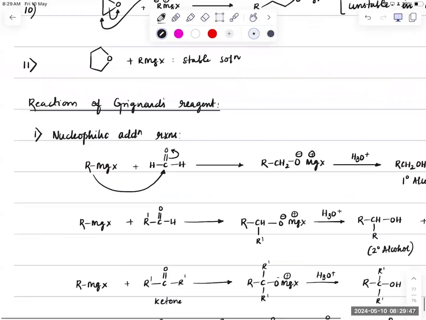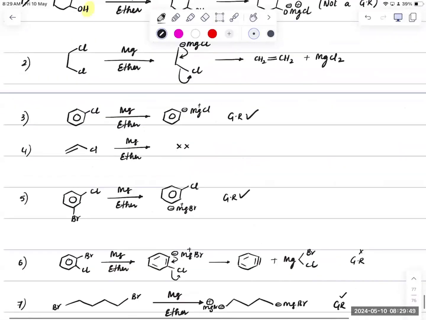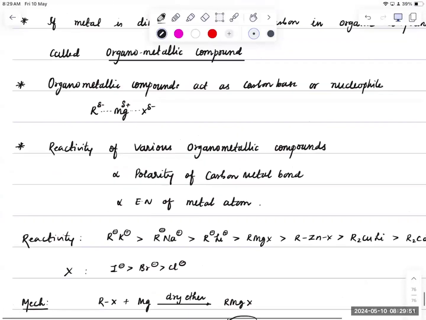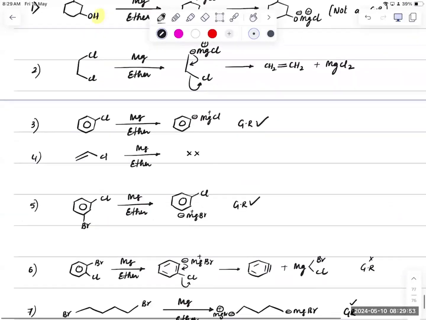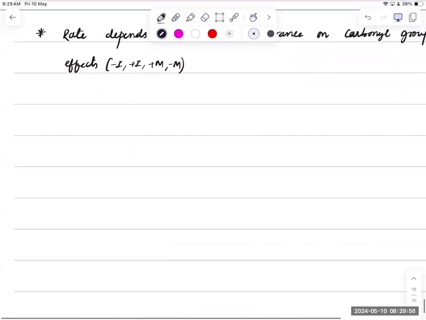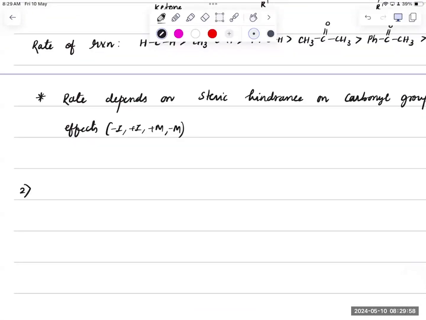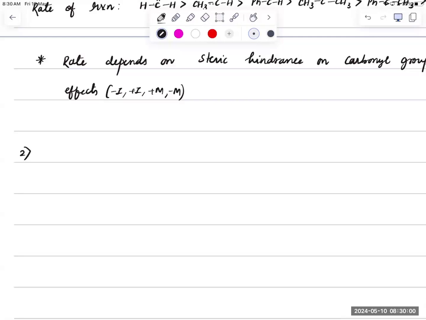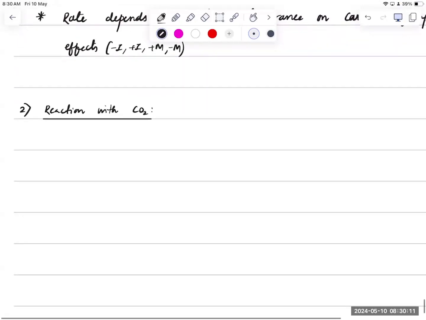Right. This is about the first reaction, where you can see where I started here. First is nucleophilic addition reaction. Second reaction is also a nucleophilic addition, but this is on reaction with carbon dioxide. How does Grignard's reagent react with carbon dioxide?